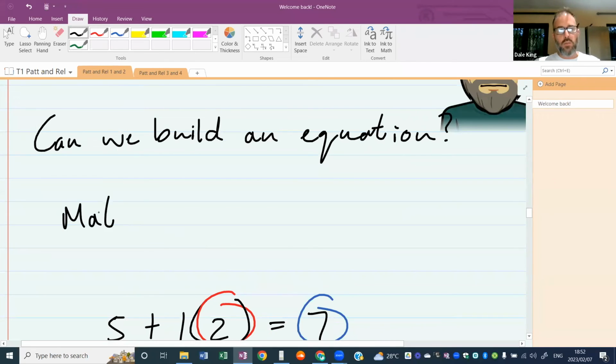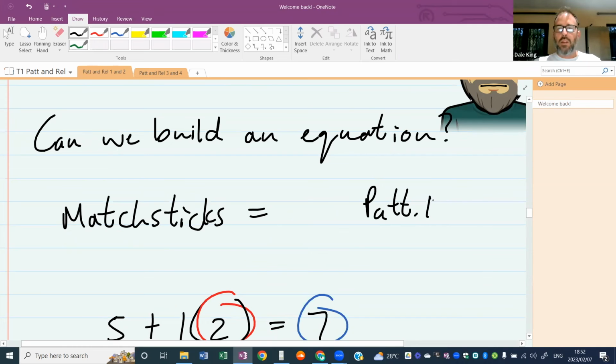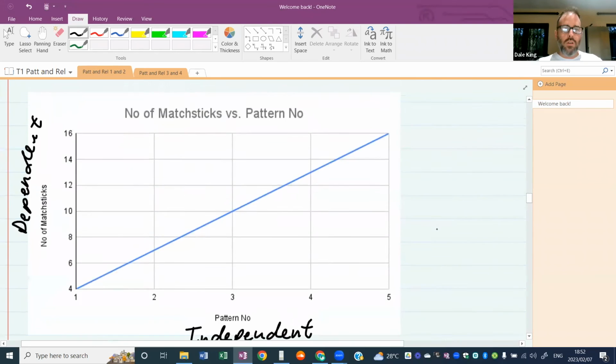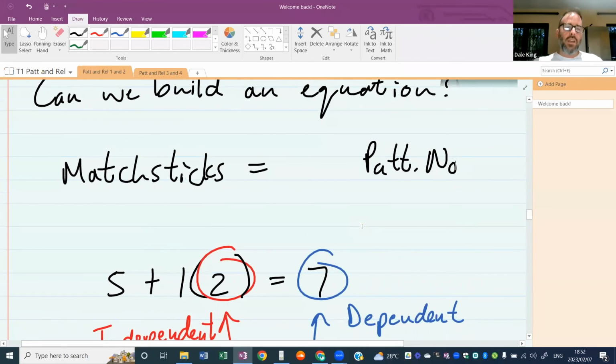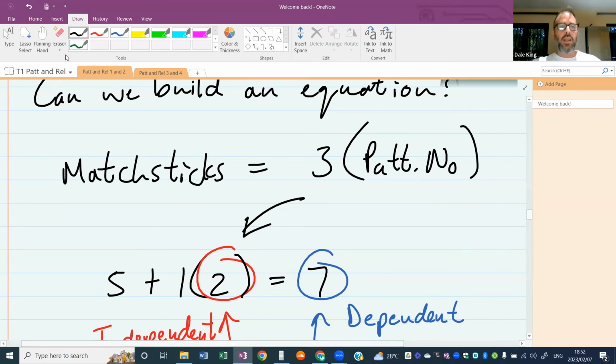So matchsticks, to get your matchsticks, you have to do something to your pattern number. I'm just going to write pat number. We have to do something to the pattern number. That something is represented by this constant difference here. So when you're increasing by 3 every single time, what you do to your equation is take your pattern number, put it in a bracket there, and multiply it by 3. And that's what this young learner has done over there. They've put the pattern number in the bracket and multiplied it and added something to it.